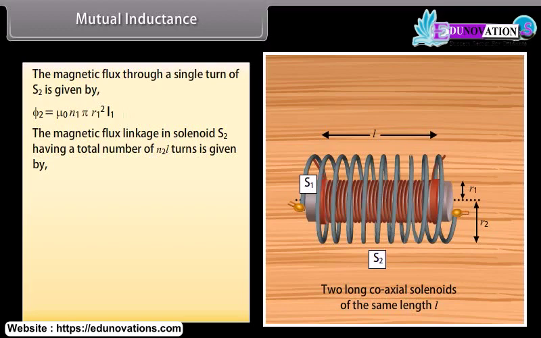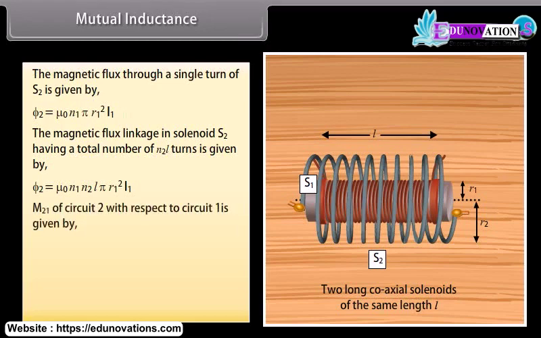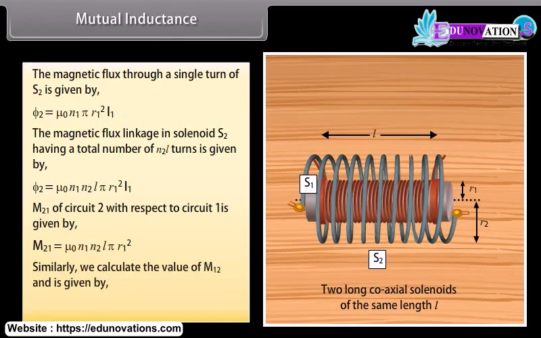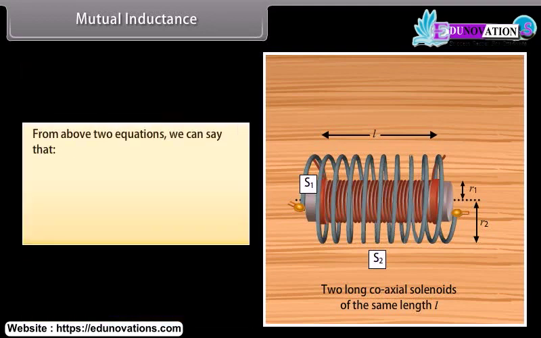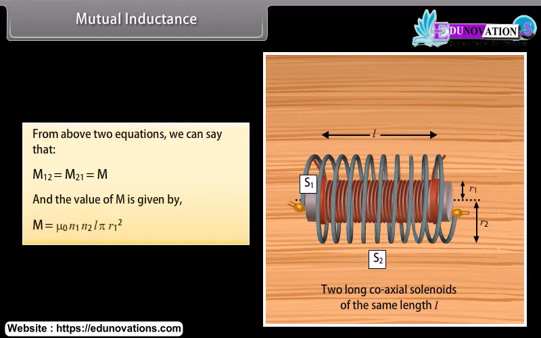The magnetic flux linkage of solenoid S2, having a total number of N2L turns, is given by mu naught N1 N2 L pi R1 square I1. M21 of circuit 2 with respect to circuit 1 is given by mu naught N1 N2 L pi R1 square. Similarly, we calculate the value of M12, which is given by mu naught N1 N2 L pi R1 square. From the above two equations, we can say that M12 is equal to M21, which equals M. And the value of M is given by mu naught N1 N2 L pi R1 square.